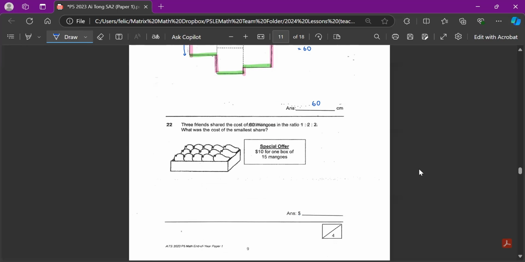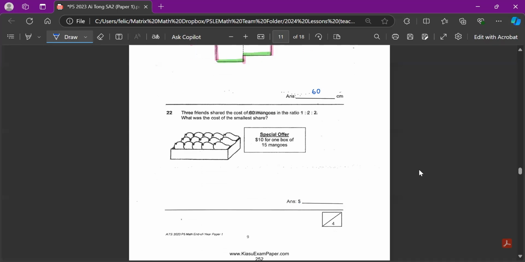Okay, next one. 3 friends shared the cost of 60 mangoes in the ratio 1 to 2 to 2. So what was the cost of the smallest share? Alright, so 60 mangoes are shared by 3 friends in this cost. So friend 1, friend 2, friend 3, you can call it that way. Since there are 5 units altogether, 2 plus 2 plus 1, 5 units are actually the 60 mangoes.